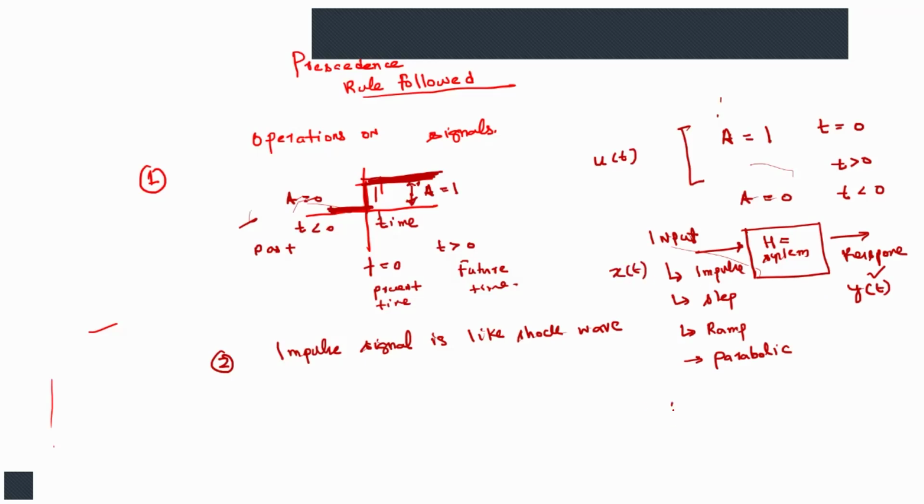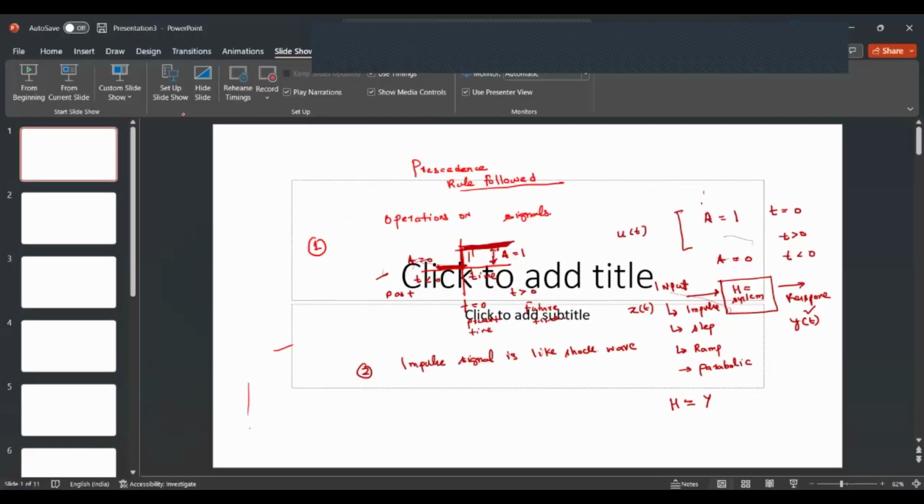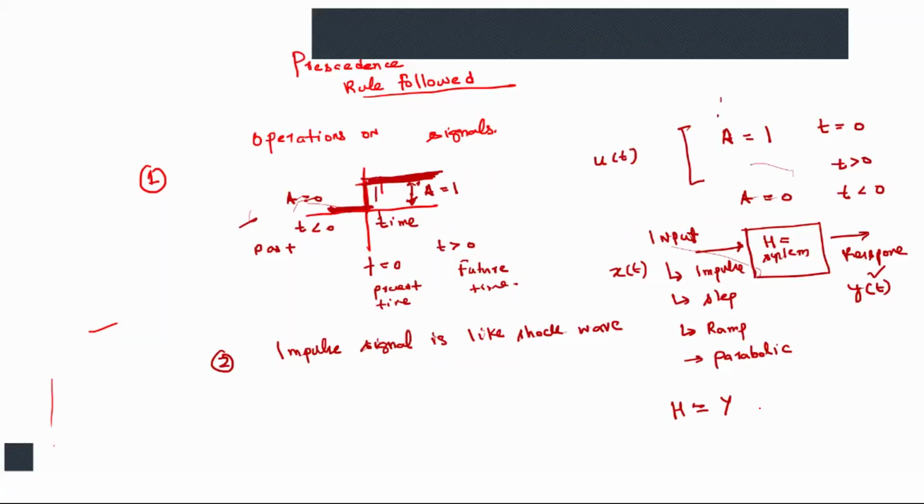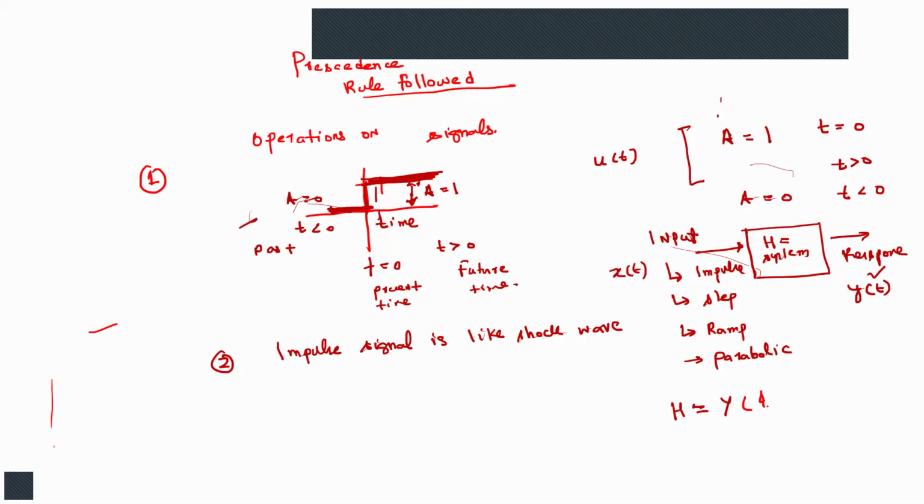This system gives the output response, y of t, divided by x of t. Here you basically get the network function.